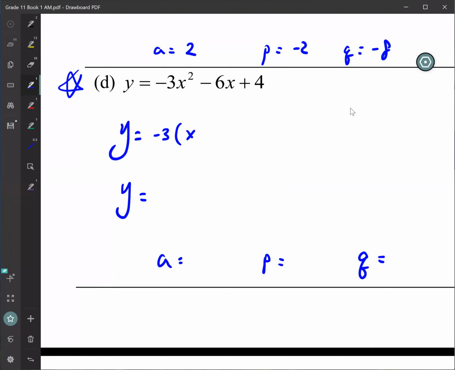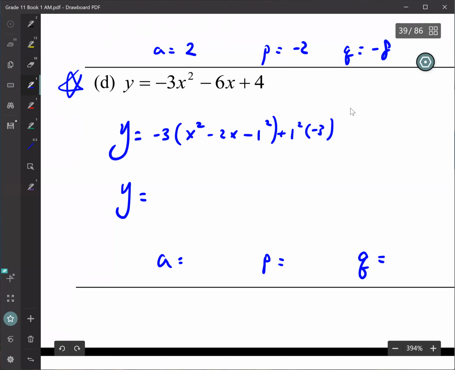Oh, sorry. I got -3 bracket x squared minus 2x minus 1 squared plus 1 squared times -3. Times -3. Oh, so there should be a bracket. Yeah. Anyone got different? I did -1 squared times -3. Hold on. I got -1 squared times -3. Is that what you said? Yeah. Anyone else? You're sure?